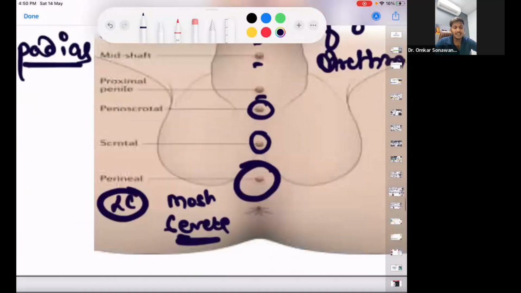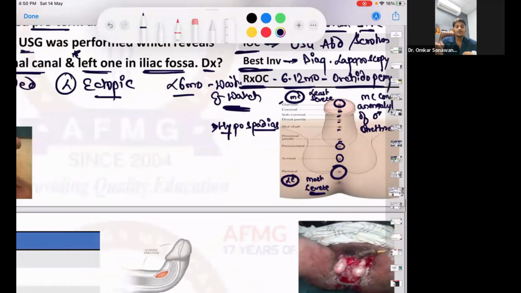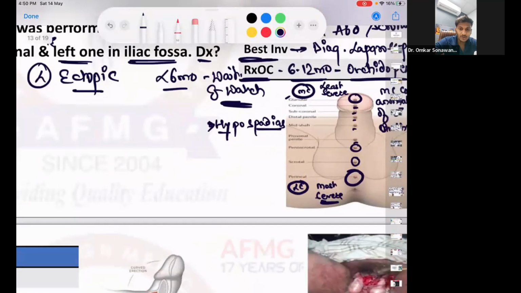Please remember this. Now, please tell me, there is no need for investigation, it is visible. What is the treatment of choice for hypospadias, and what is contraindicated in hypospadias?